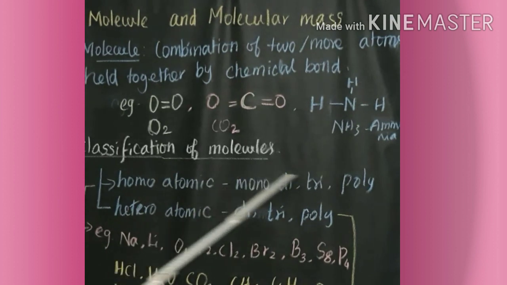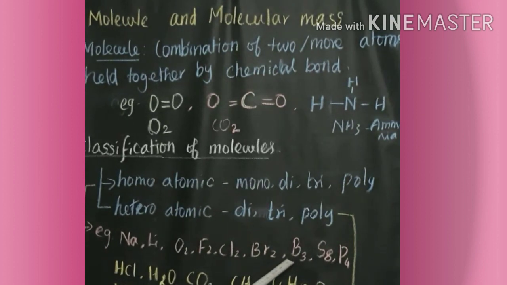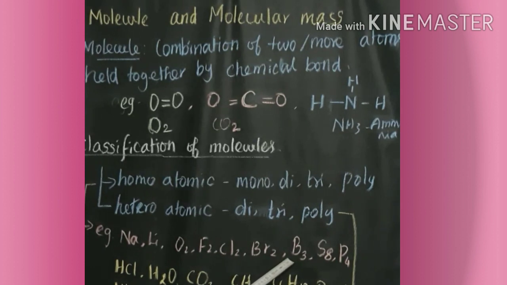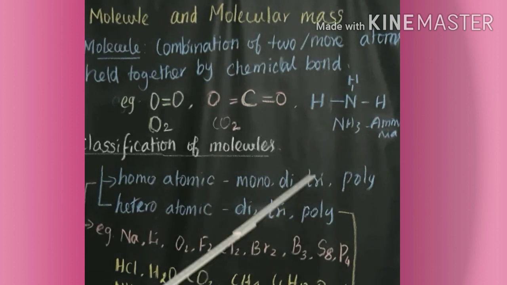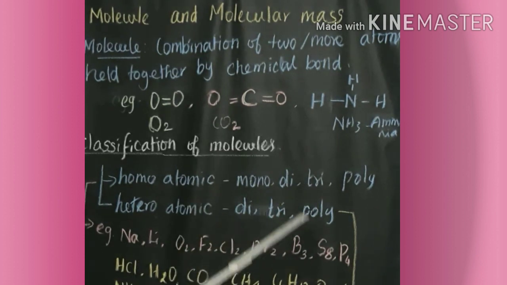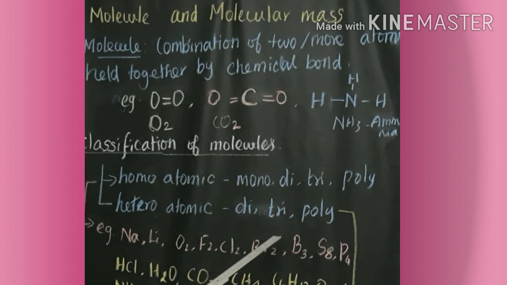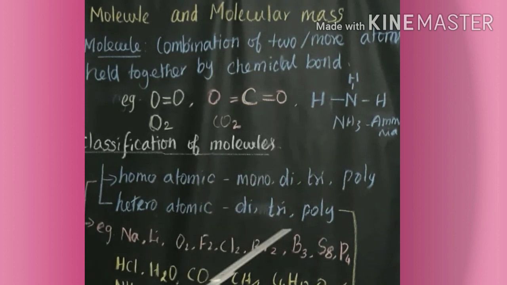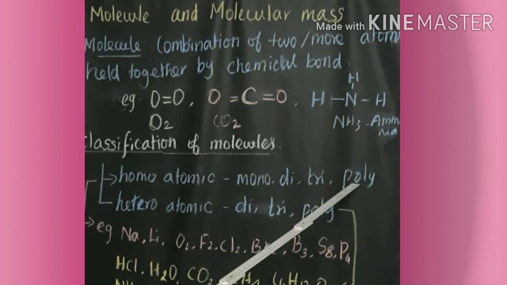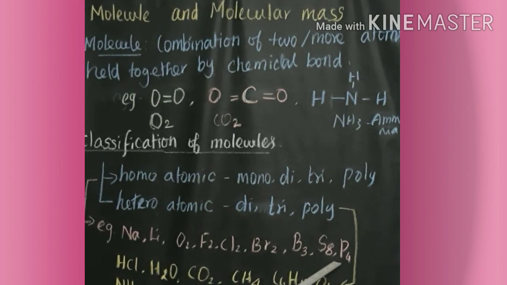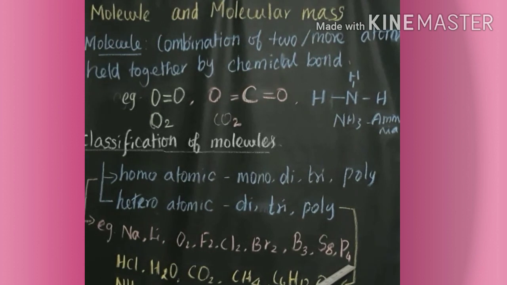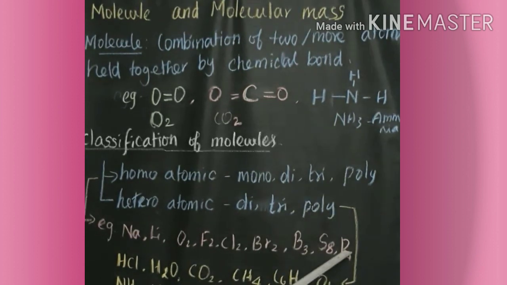What are homotriatomic molecules? Let us see this one, boron, B3. Here three atoms are present, the same type of atoms in the molecule. And if the molecule has more than three atoms, it comes under the polyatomic category. In the case of sulfur, 8 atoms are present. In the case of phosphorus, 4 atoms are present. They are examples of polyatomic molecules.